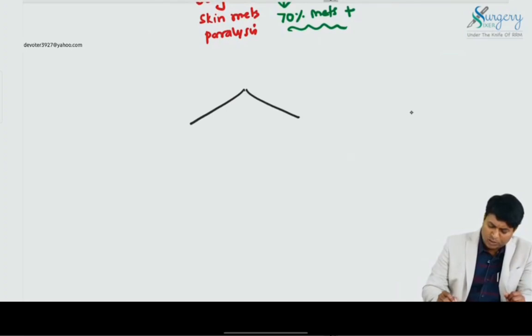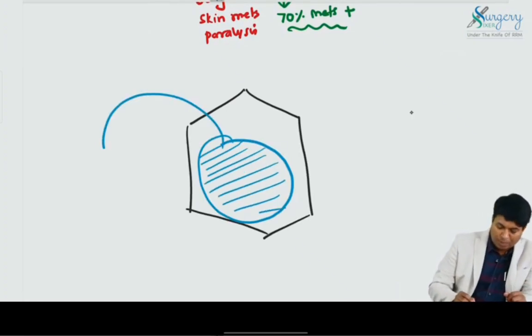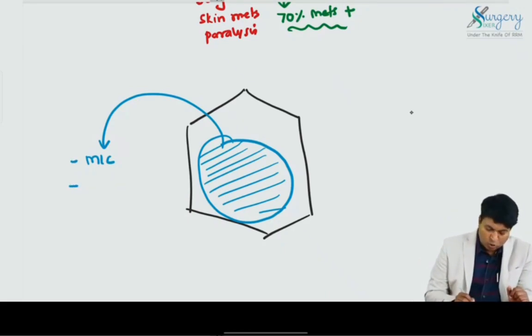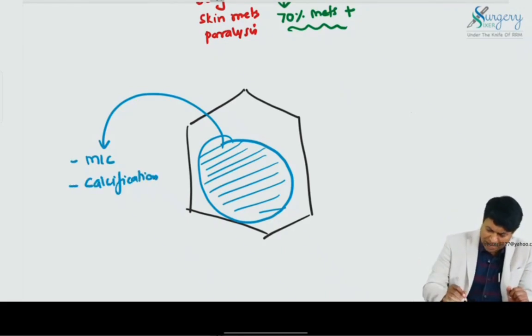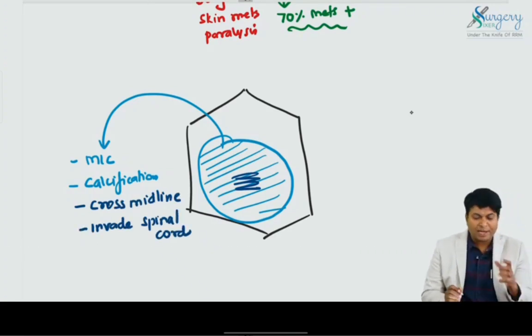The important differential diagnosis is, if a baby comes to you with a huge mass in the abdomen like this, it can be a neuroblastoma or a Wilms tumor. How to differentiate? Neuroblastoma is more common. It will have calcifications, it will cross the midline, and it will invade the spinal cord.